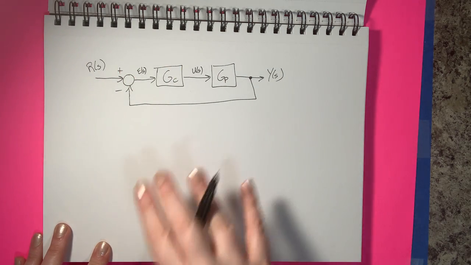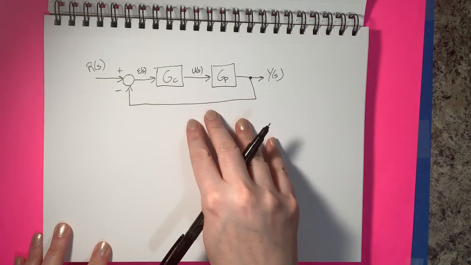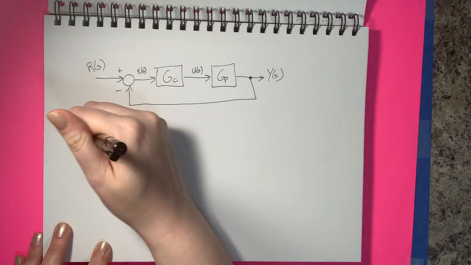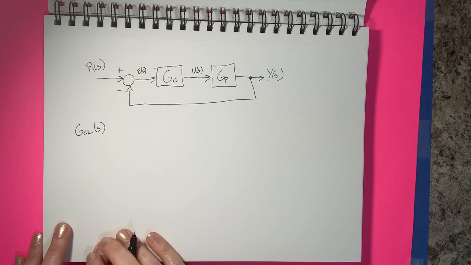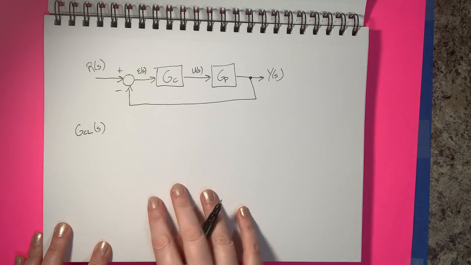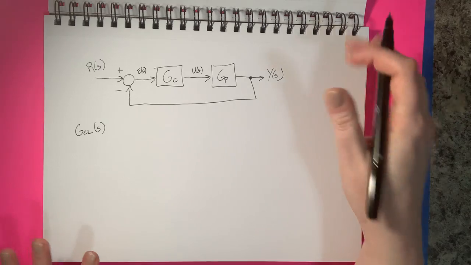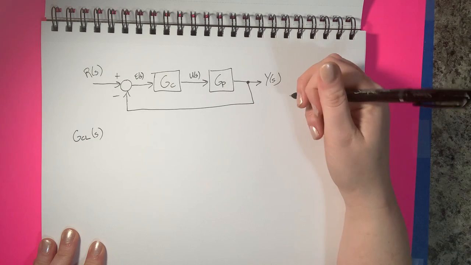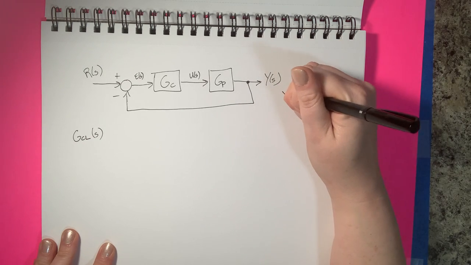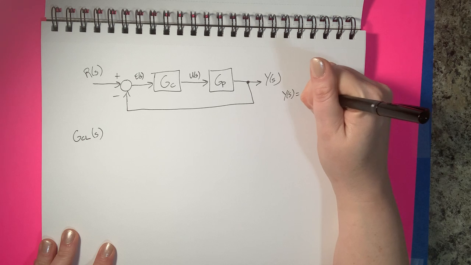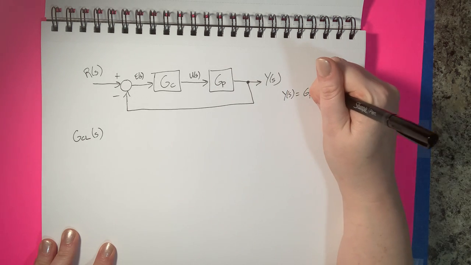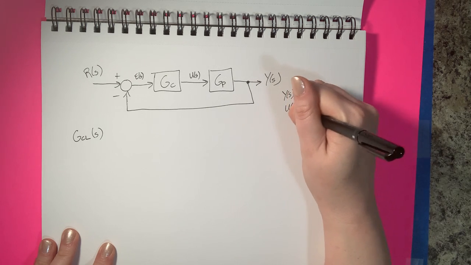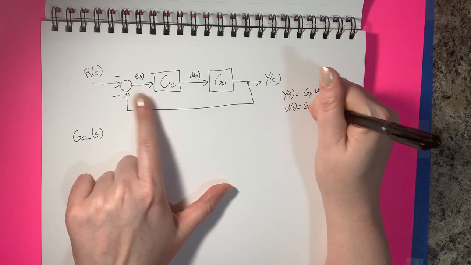Okay, what if, for this diagram, this is pretty simple, but what if I wanted to get the GCL for this? Okay. All right, so we can find that. Everything's labeled. Let's write out the equations real quick. We'll work this out. It's worth working this out one time, even though it's simple. Okay. So we'll start at Y of S. So Y of S equals GP, just working backwards, operating on U of S. Okay. U of S equals GC, operating on E of S.